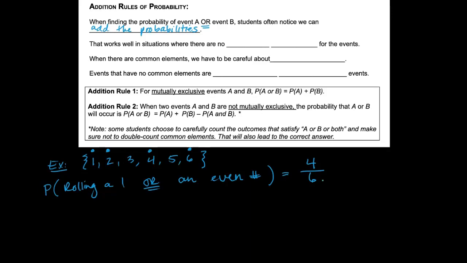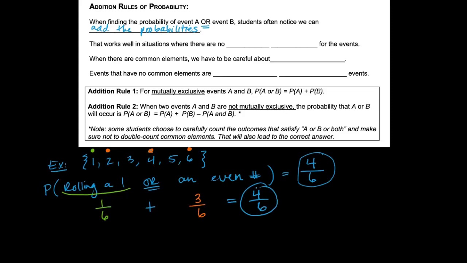The other way that you could look at this is you could look at these events separately. You could say, okay, well, how many outcomes represent rolling a 1? Well, there's only one, and that's the 1. So 1 out of 6 chance that you roll a 1. And then I could look at how many different times can I get an even number? Well, 2 is even, 4 is even, 6 is even. So 3 out of 6 represent an even number. I can just add those together. 1/6 plus 3/6 is 4/6, and that's the same answer that I got the first time. So 2 different ways to look at the problem.